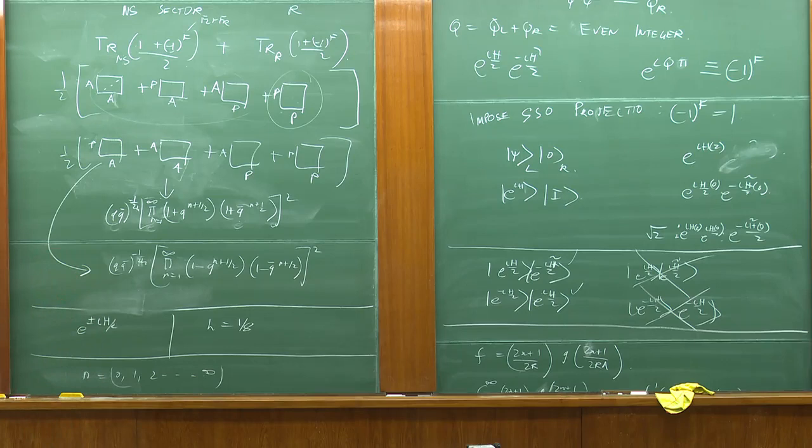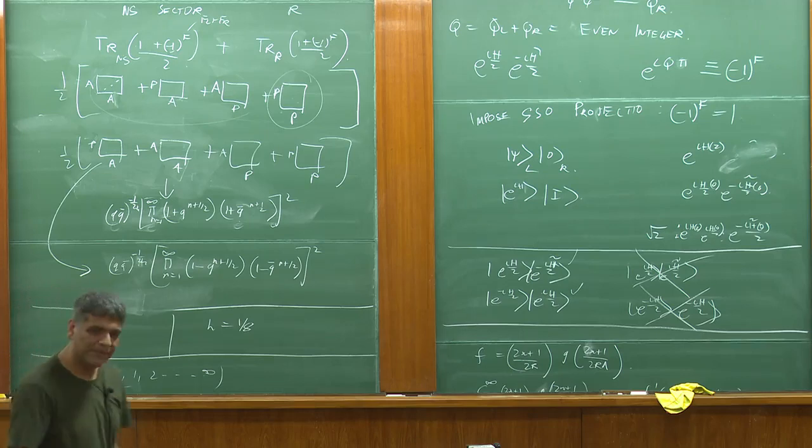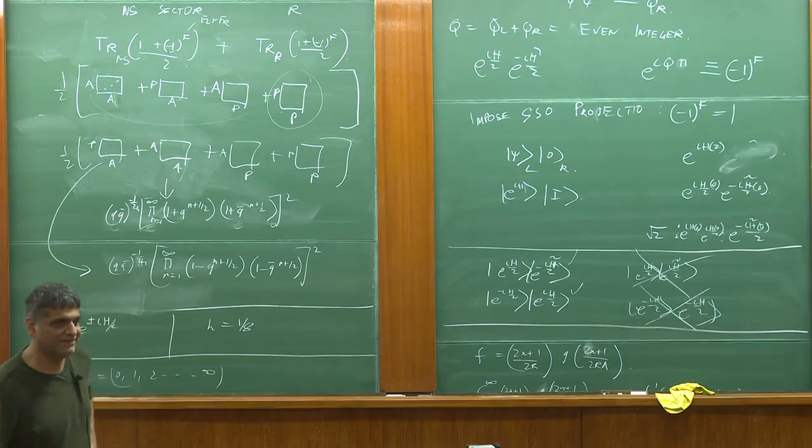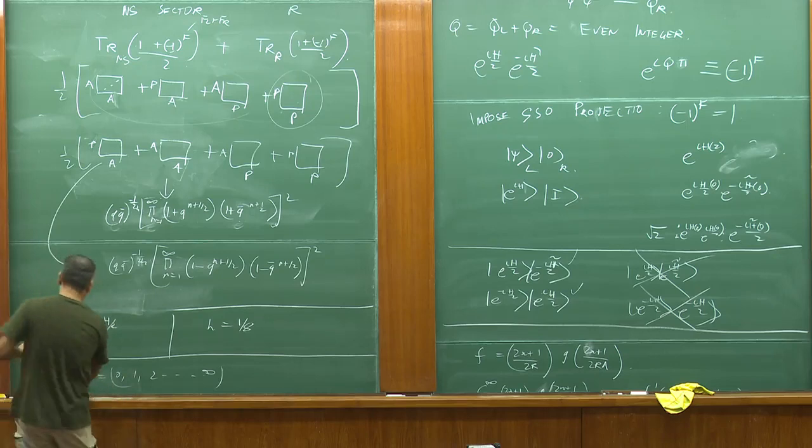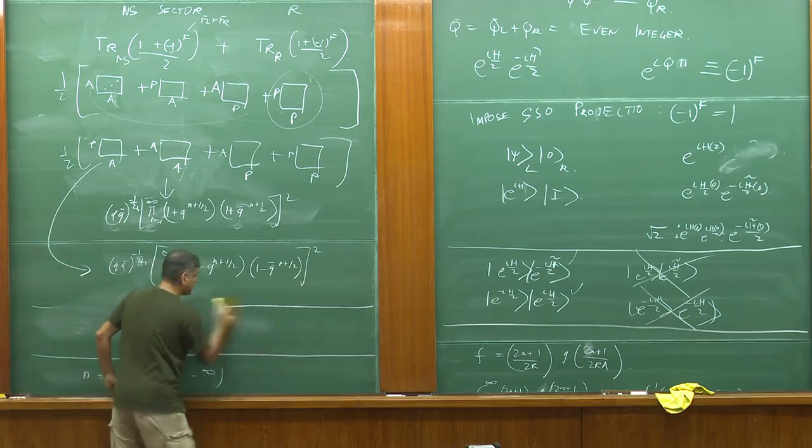The second partition function should be related to the first partition function by a modular transformation. I think you're right. Yeah, with the appropriate, yes, exactly. Because of that. Yeah, exactly right. Excellent. Okay, now let's look at the Ramond sector.